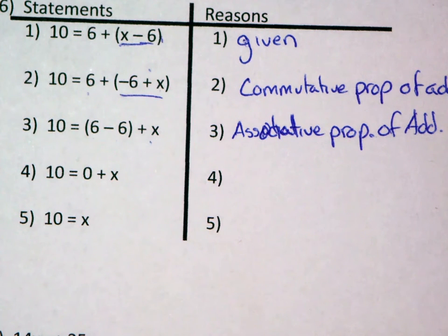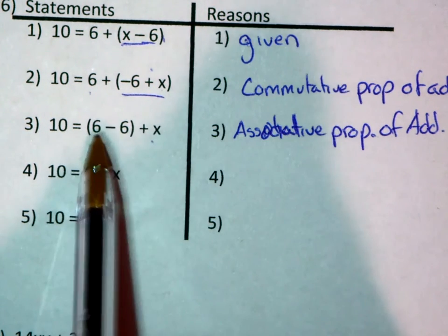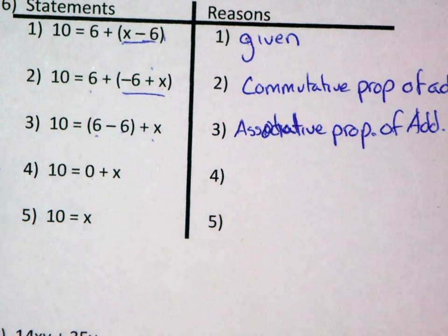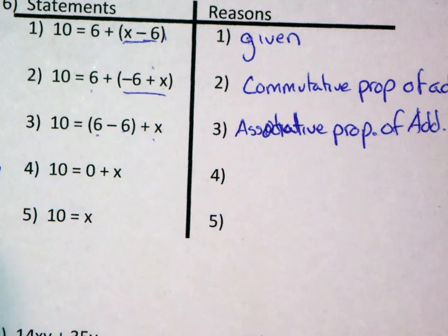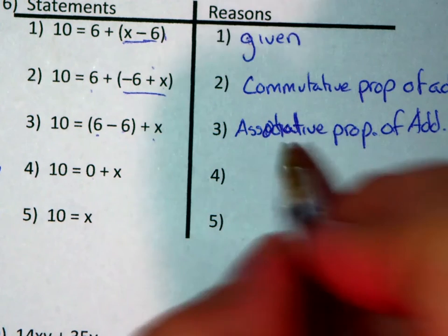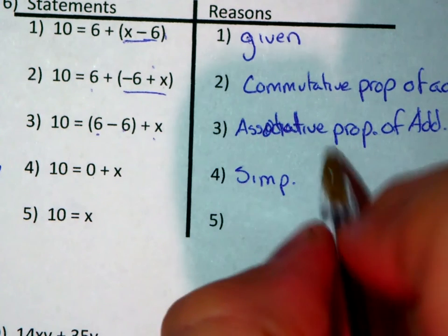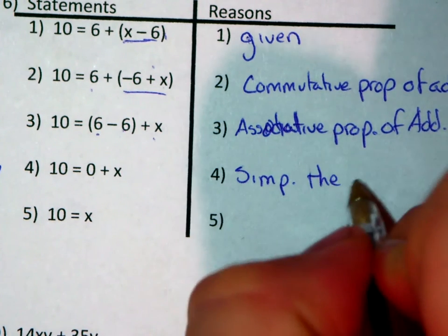For the change between step 3 and step 4, 6 minus 6 is 0. Well, we just had an example of that in our first problem, in which we identified that as the additive inverse, or you could say simplify the additive inverse.